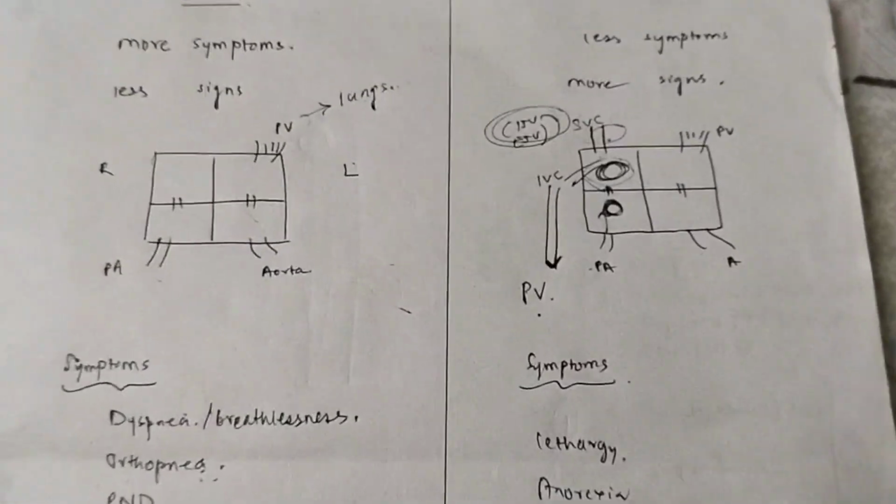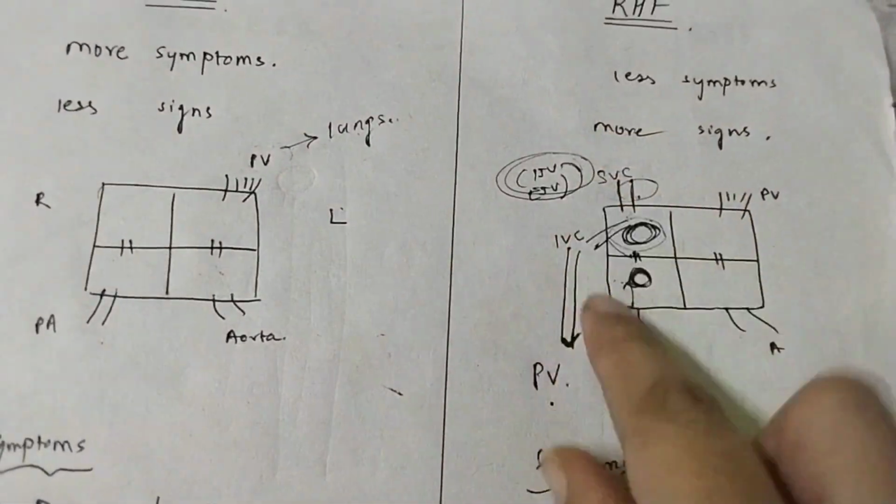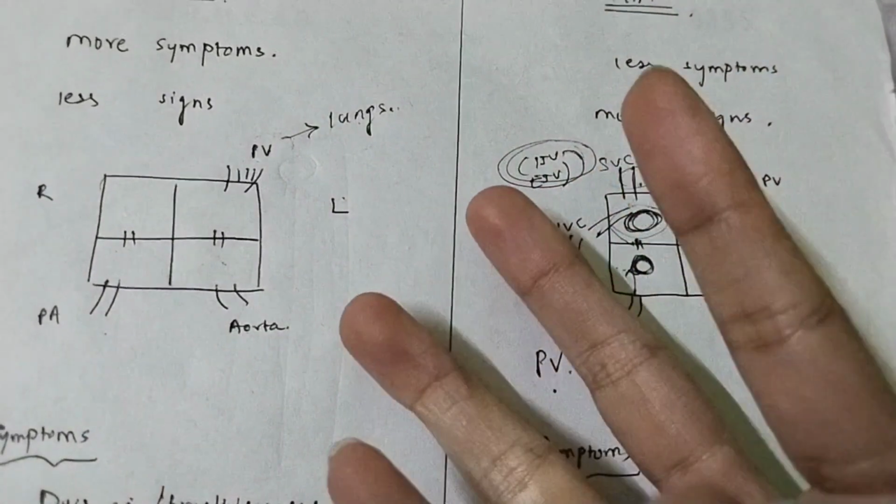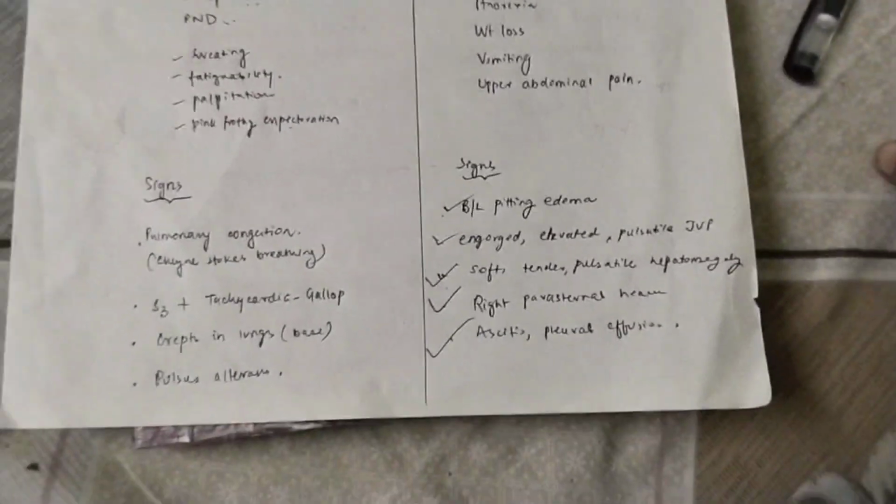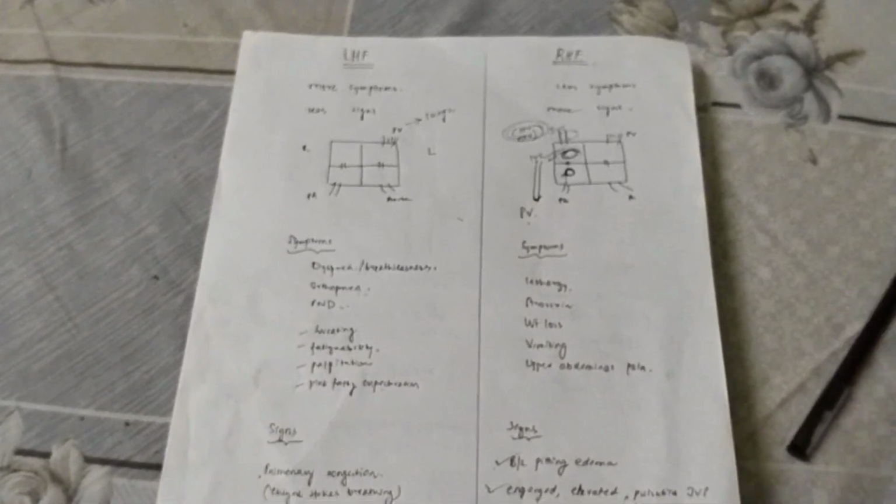of right ventricular hypertrophy, because blood will accumulate here, right, and its size will keep growing bigger and bigger, that is why you get to see right parasternal heave. So this is all about the differences between left heart failure and right heart failure.